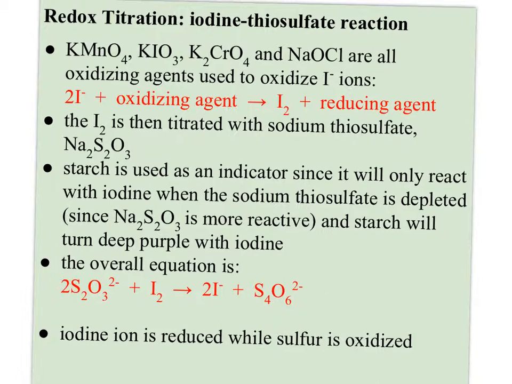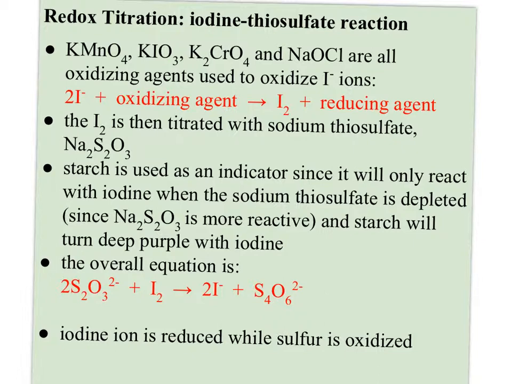So here's another redox titration. KMnO4, KIO3, K2CrO4, and NaOCl are all oxidizing agents that will oxidize iodide ions. So if you have two iodide ions with one of these oxidizing agents, you can end up with I2, and then that will also produce a reducing agent if it runs in reverse. And then the I2 can be titrated with something called sodium thiosulfate, Na2S2O3, and determine your concentration.